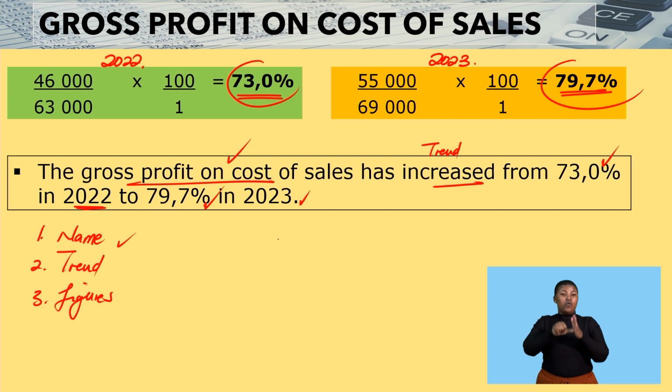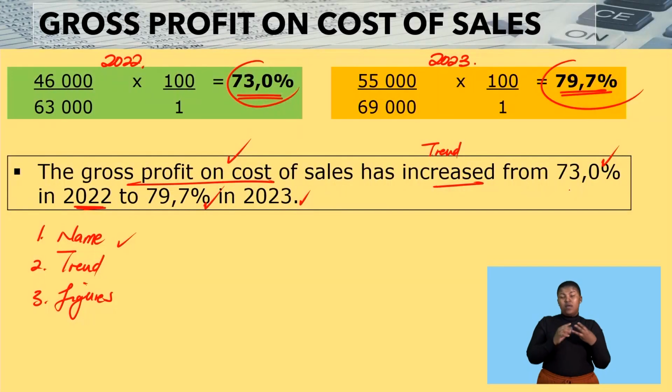Very important, my dear learners, that when we do our analysis and interpretation of financial statements, we will have to comment. And when we are commenting, we bring in the name, the trend, as well as the figures. So my figures are your 73.0%. These are your figures, okay? And in 2023, it is 79.7%. These are figures. Don't forget, name, trend, figures.